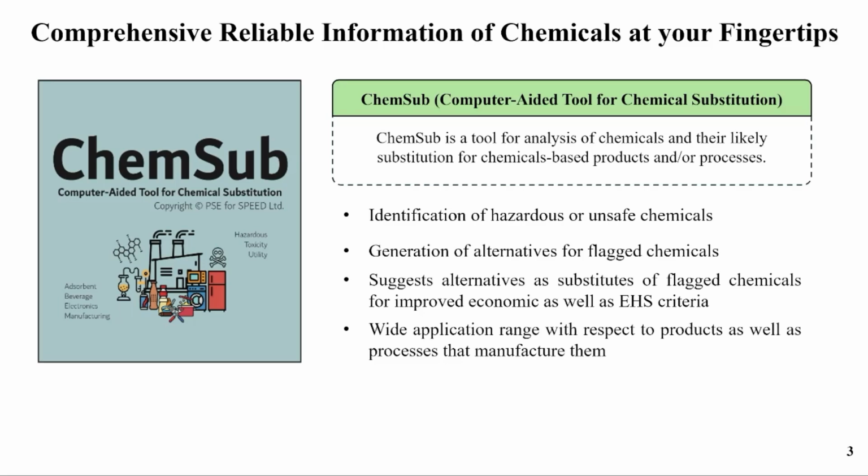ChemSub is designed to support chemical analysis and substitution for chemical products as well as chemical processes. The system can identify hazardous or unsafe chemicals, generate possible alternatives, and evaluate substitution candidates based on multiple criteria, including properties, hazardous effects, and regulatory considerations. In addition, the system is designed to support a wide range of applications, including solvents, refrigerants, additives, and formulation-related problems, such as dangerous chemical-based products.